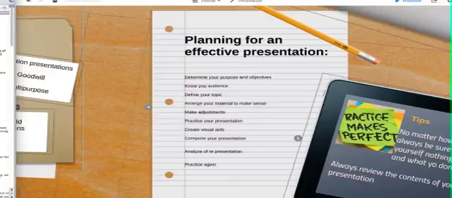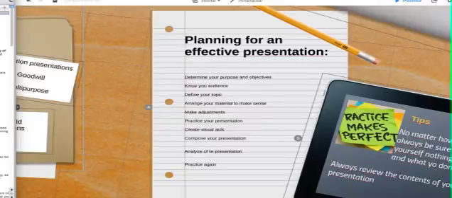Number three, define your topic. Defining the topic means deciding on the main points you wish to convey, no more than three points for a 10 minute presentation, not including your opening and your closing.